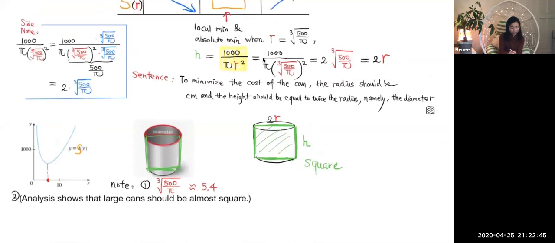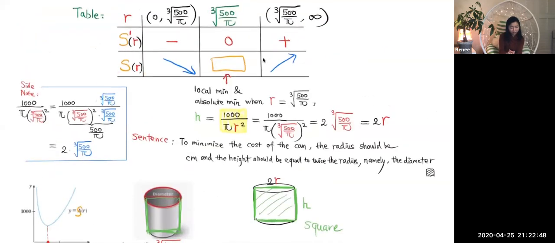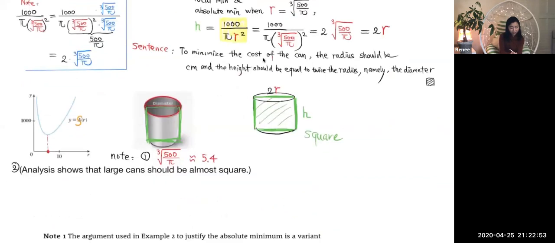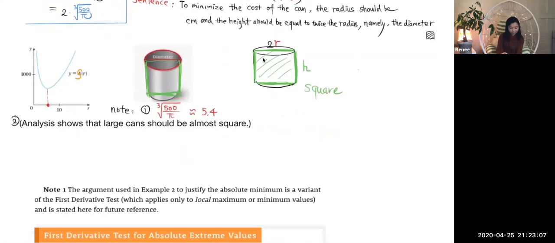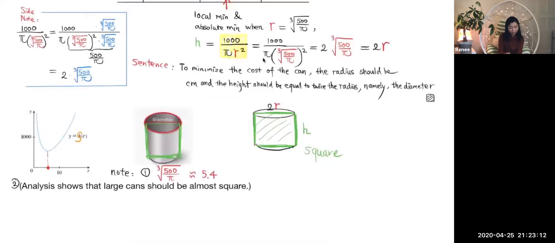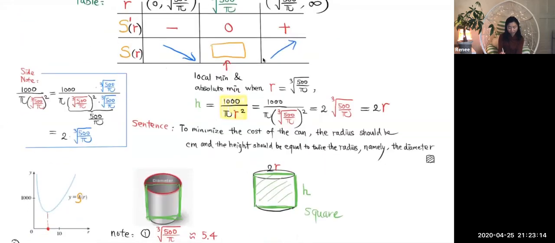Now, if you graph the surface area function, the graph is going to look like this. You see over here, between 0 and 10, this number is about 5.4, and at that value the surface area is going to be minimum. So this is the end of this solution. We finished this optimization problem.